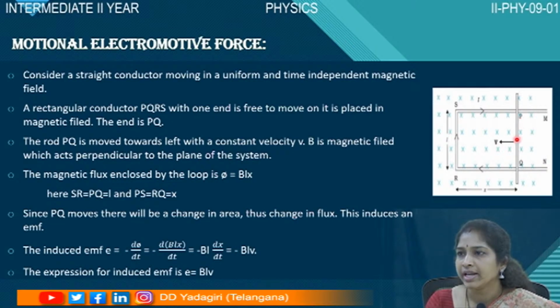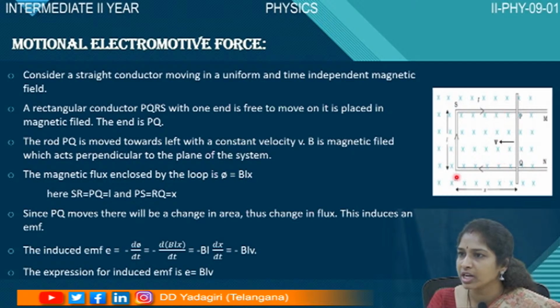When this rod is moving towards the left with a constant velocity, for the next instant of time, this conductor will not be here. This one side of the rectangular conductor will come to this position. So we can say that when this conductor is moving towards the left, there will be a decrease in the length. So this x will change, because it is not at a fixed position. It is moving towards this, so in the next instant of time, it may come to this position.